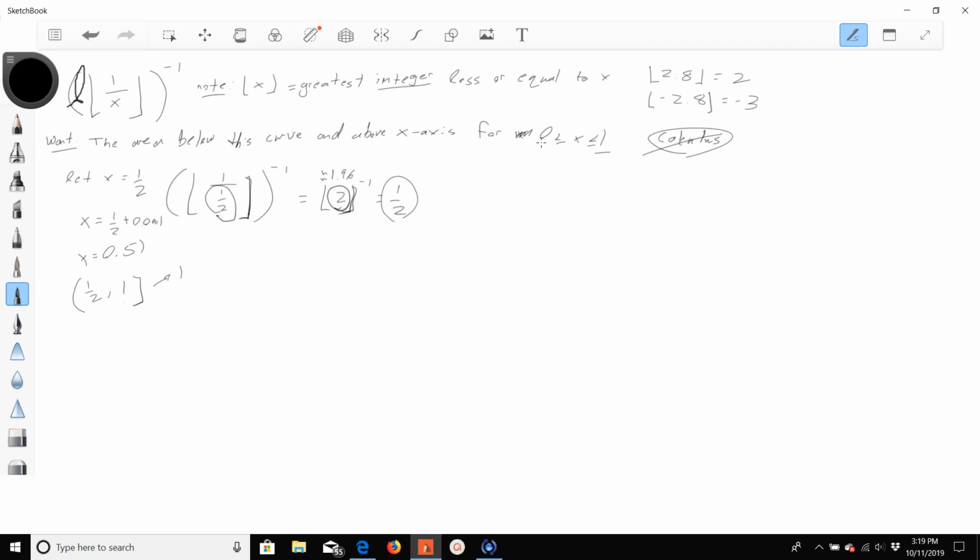Let's do one more. Let x be a third. So we get the floor of 1 over a third, to the negative 1, which is 3 to the negative 1, which is a third.